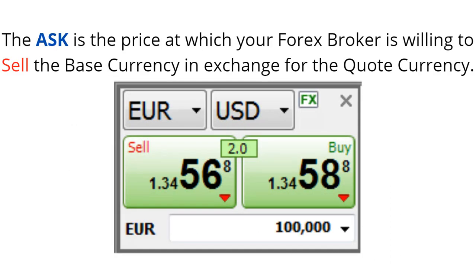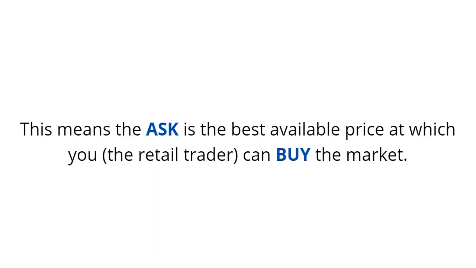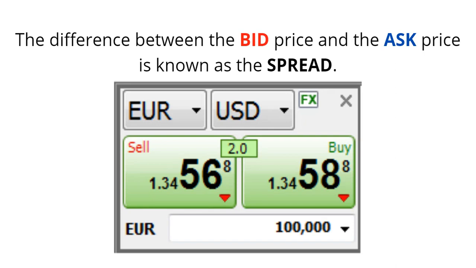Okay? And the ask price is the price at which your Forex broker, again, your Forex broker, is willing to sell the base currency in exchange for the quote currency. So in essence, this means the ask price is the best available price at which you, the retail trader, can buy the market. And the difference between the bid price and the ask price is known as the spread in Forex. All right? So now you've learned about the bid, the ask, and the spread. When to buy, when to sell.